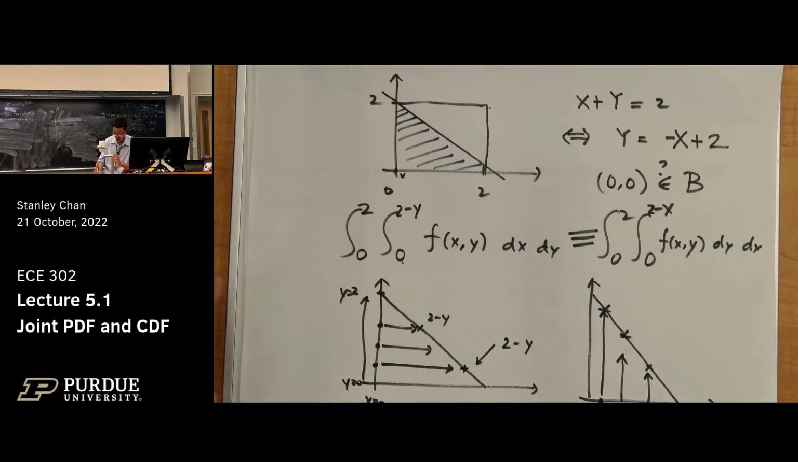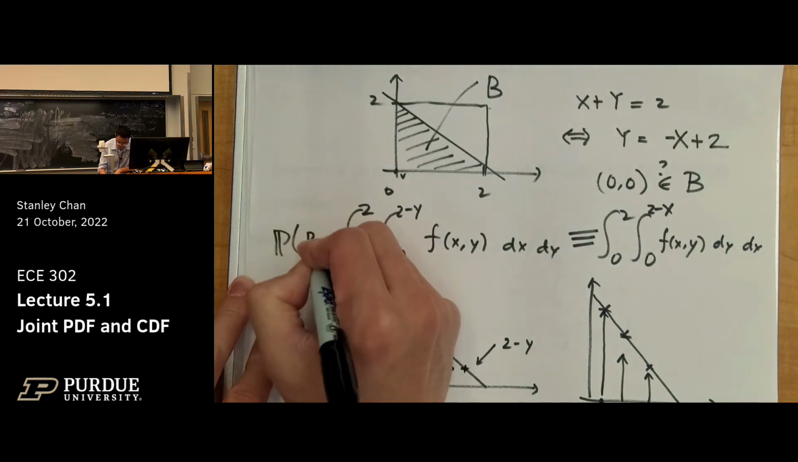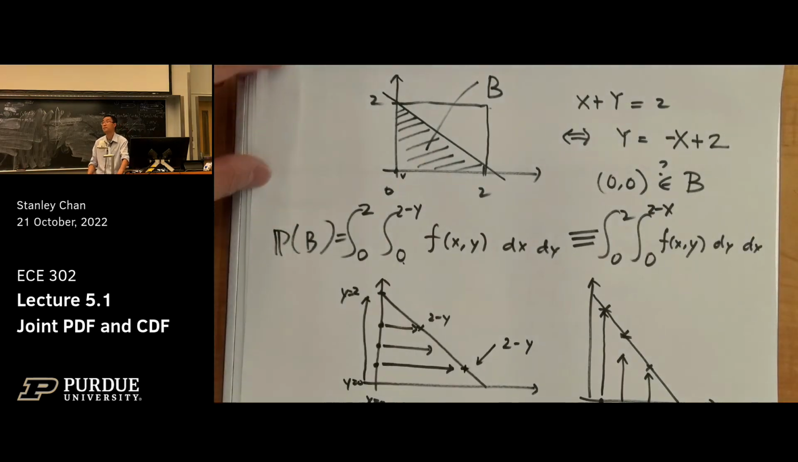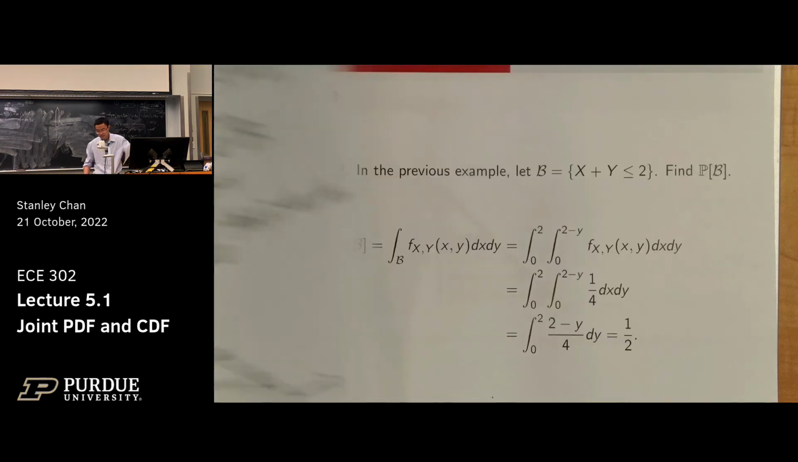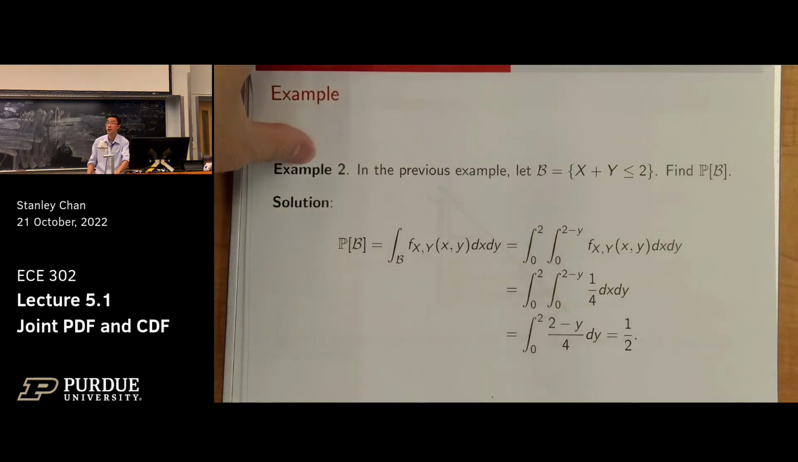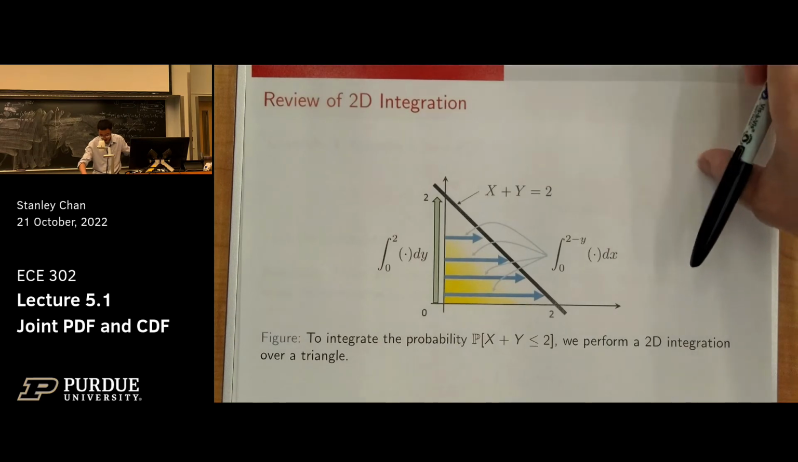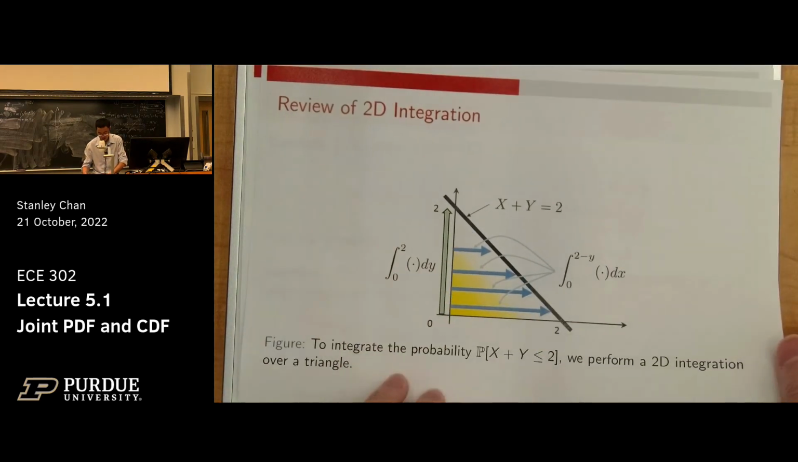That will tell you the probability of this event B. The probability of B is this. Okay, so you guys can carry out the integration by yourself. So can I skip it? Okay, so you can do it. So this figure just tells you how to do this integration. So there are two directions to go.